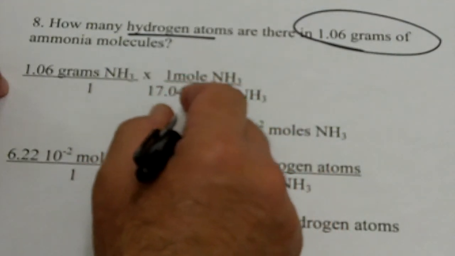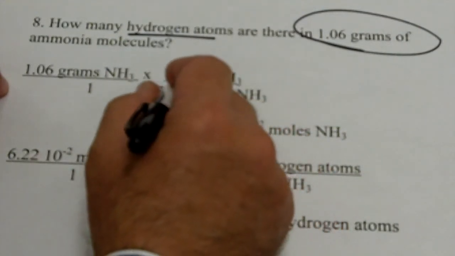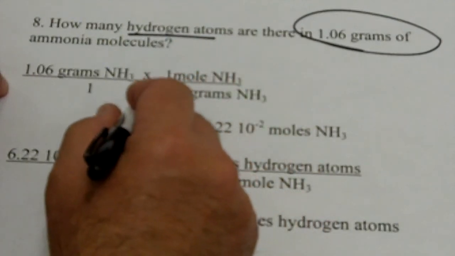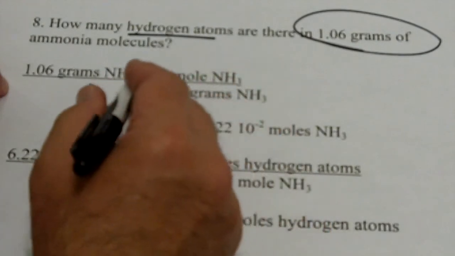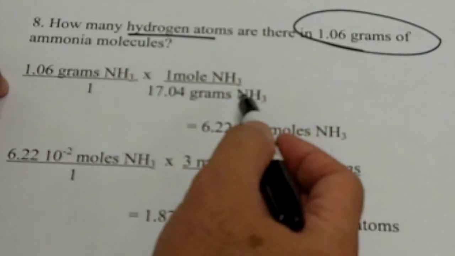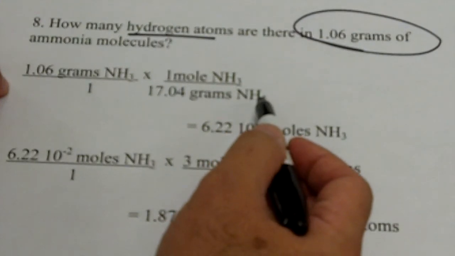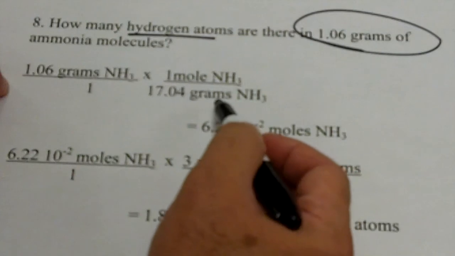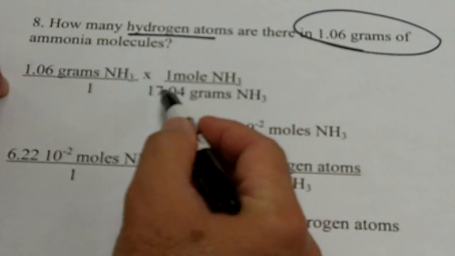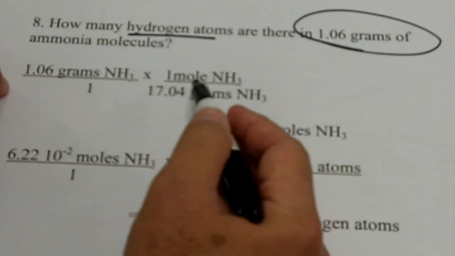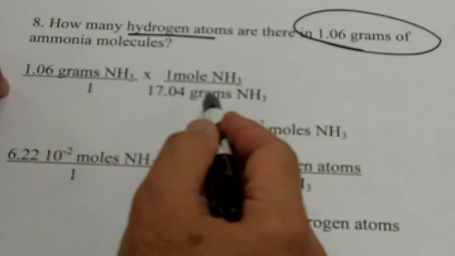So I do know how many grams 1 mole of ammonia weighs. It's 17.04 grams. How did I get that number? What I did was I added the atomic mass for nitrogen. I added that to 3 hydrogens, which were 1.01 apiece. So nitrogen was 14.01. Hydrogen is 1.01, but I multiplied that by 3 for a total of 17.04, okay? So I know the molar mass now for ammonia.